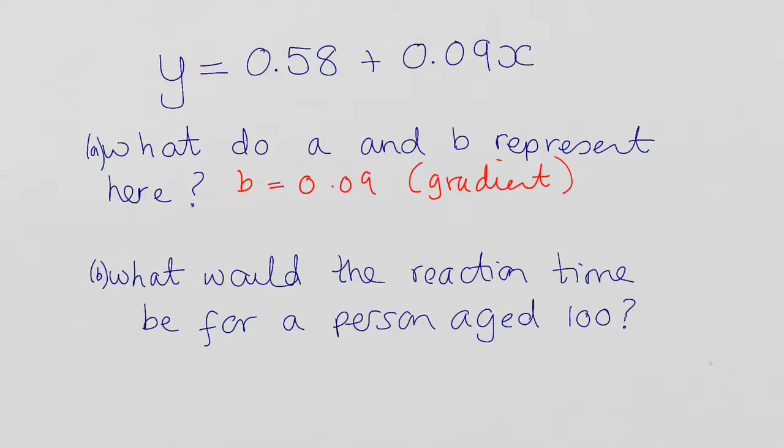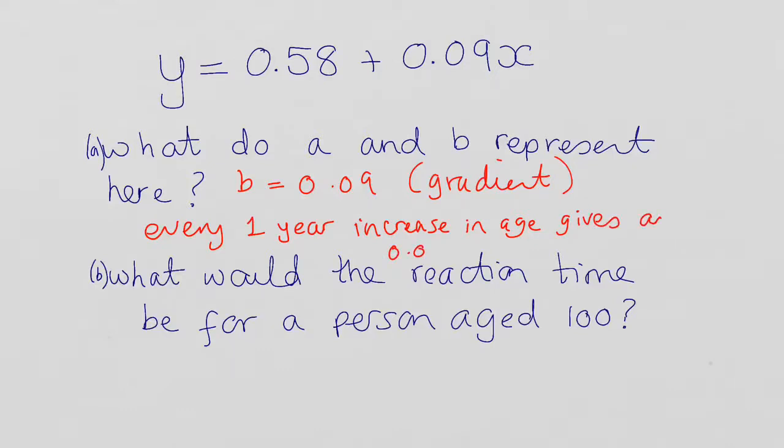So that means every 1 year increase in age gives a 0.09 second increase in reaction time. Now I've just realised it's not really an increase, is it? It's a decrease because you're getting slower. So I'm going to change that word to decrease.